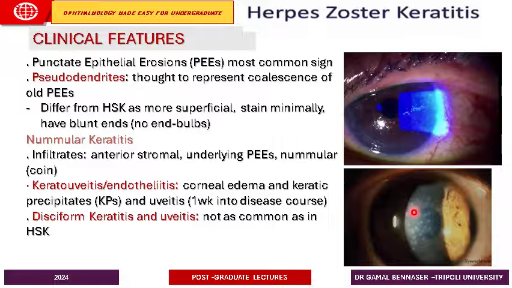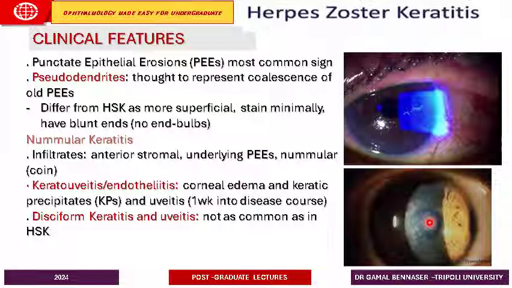The other thing is the presence of nummular keratitis. Nummular comes from the word coin, and it is a subepithelial infiltrate, usually a mild haze, underneath the punctate epithelial erosions. This signifies nummular keratitis. It has a differential diagnosis with the subepithelial infiltrates seen in adenoviral keratitis. The other thing is the presence of keratouveitis and endotheliitis, and they respond well to topical and systemic steroids, and also to systemic oral antiviral.